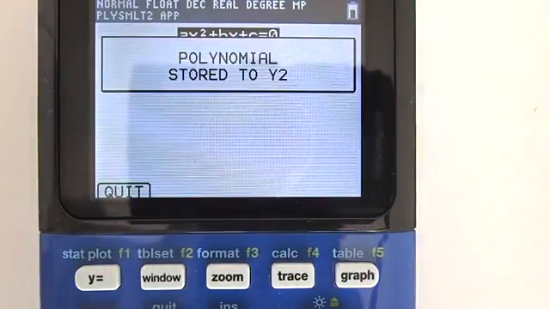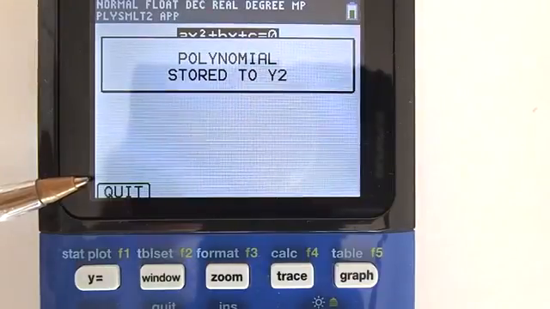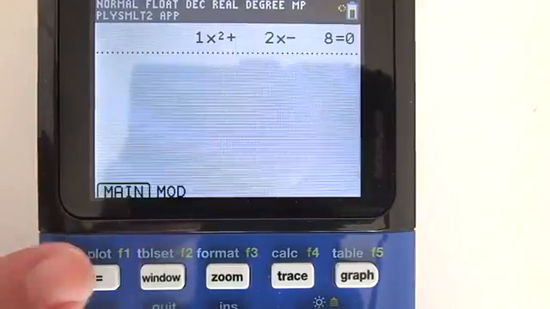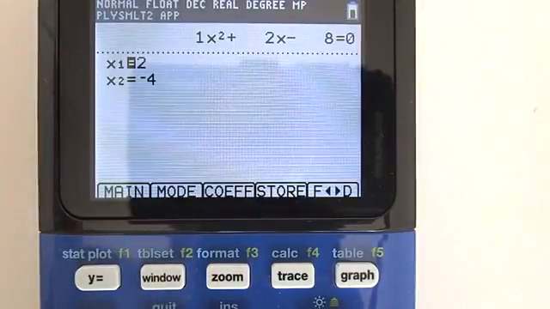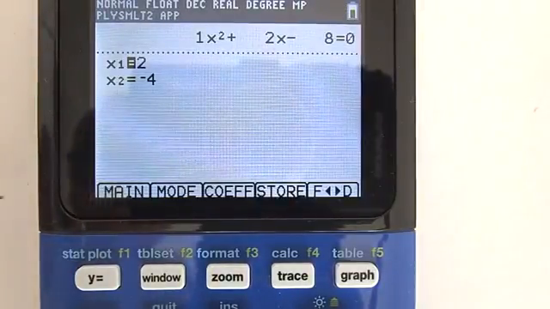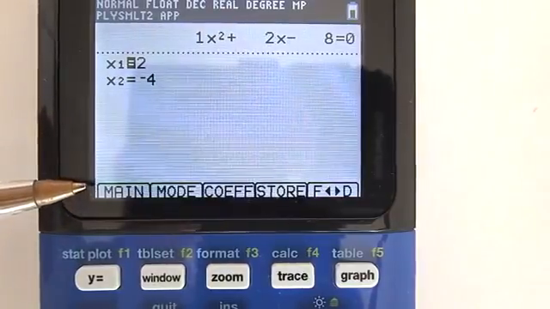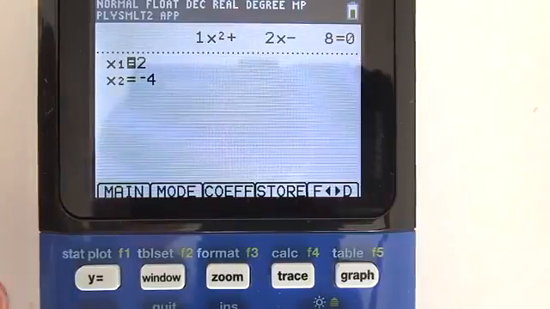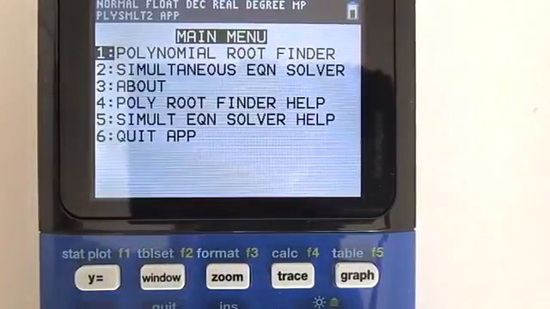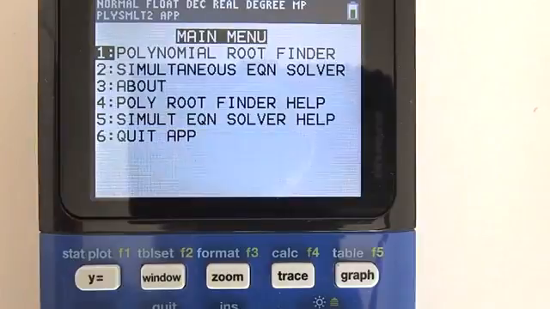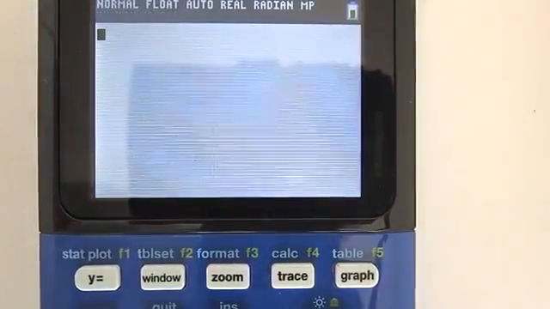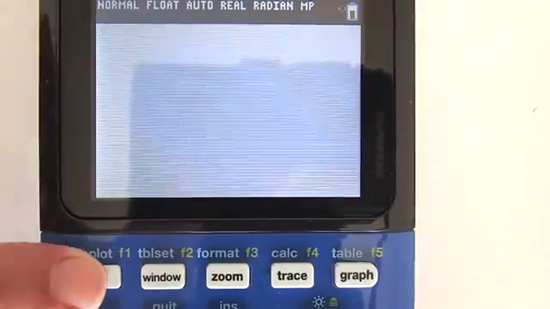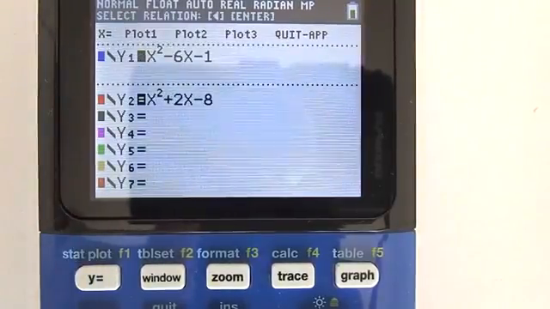Here it stored the equation to the y2. Go to Quit by pressing the y equals key here. I'm going to get out of this Polynomial Root Finder app and go to the y equals screen. To get out of this app, go to the Main Menu tab by pressing the y equals key here, and then go down to 6, Quit App, and press the Enter key. Now we are back to the home screen. Press the y equals key. There at y2 is our equation.